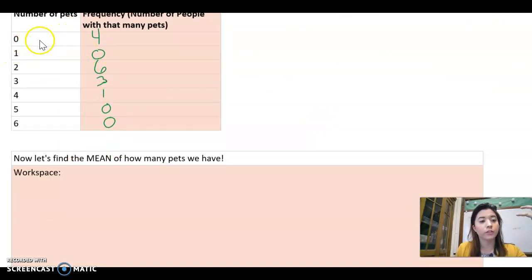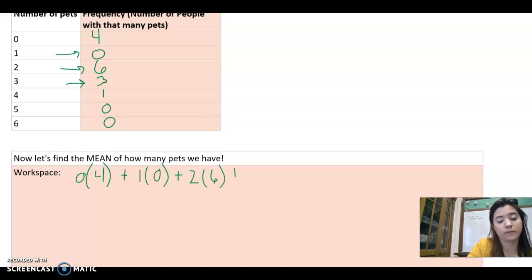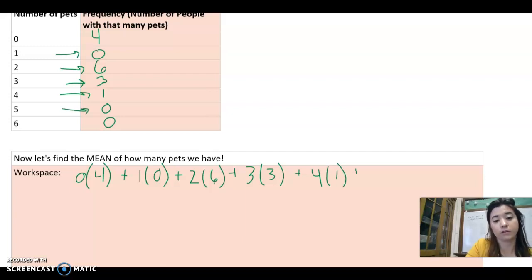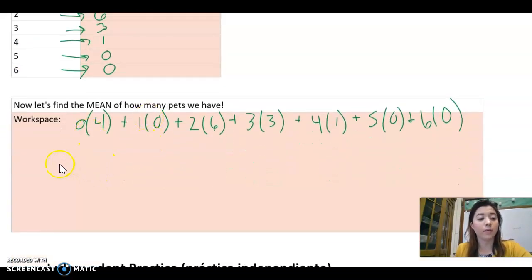So we're going to do 0 times 4. 1 times 0. 2 times 6. 3 times 3. 4 times 1. 5 times 0. 6 times 0. Okay. I'm going to go ahead and multiply all those out.